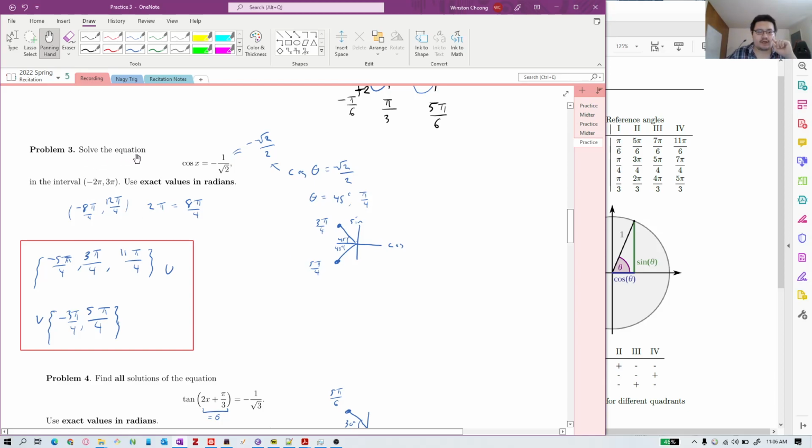We want to find the solutions for this equation over the interval minus 2 pi to 3 pi. Okay, so first let's think, what are the solutions in general? Like all the solutions of this equation without this interval restriction. Well, it would be 3 pi over 4 plus 2 pi k, where k is an integer. And also the solutions 5 pi over 4 plus 2 pi k, where k is an integer. Right? The plus 2 pi k is just multiple revolutions around the unit circle.